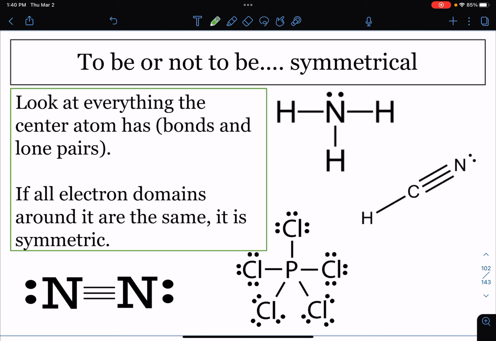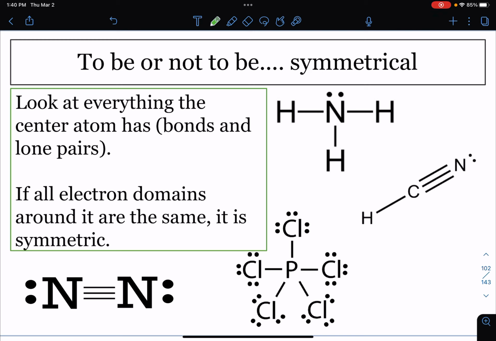When we determine molecular symmetry, we are not going to try to cut the molecule in half like we do in math to determine if a shape is symmetrical. This doesn't work out very well for molecules. Instead, we are going to look at everything around the central atom. If all the electron domains are identical around that central atom, then that means the electrons in the molecule are shared evenly or equally between all the atoms, and the molecule is symmetrical and nonpolar.